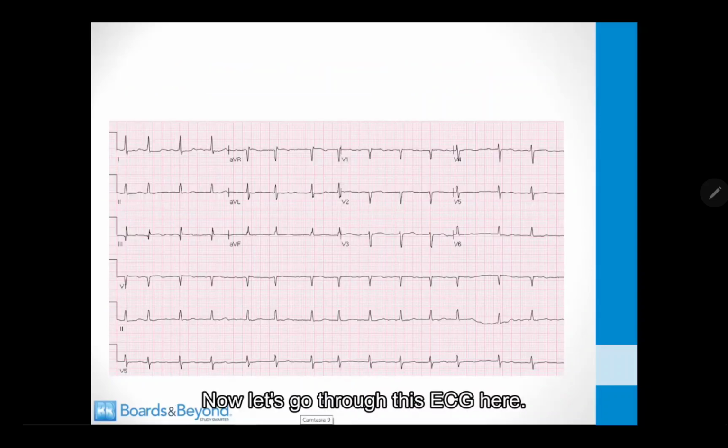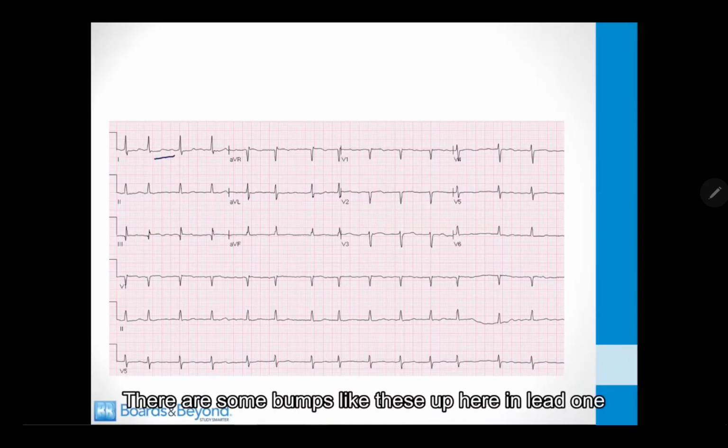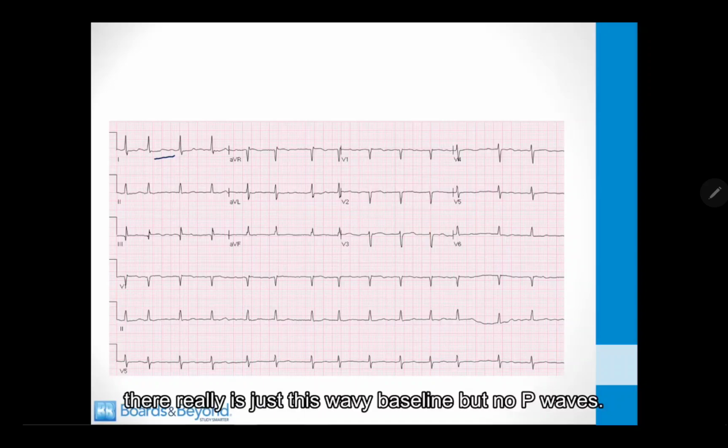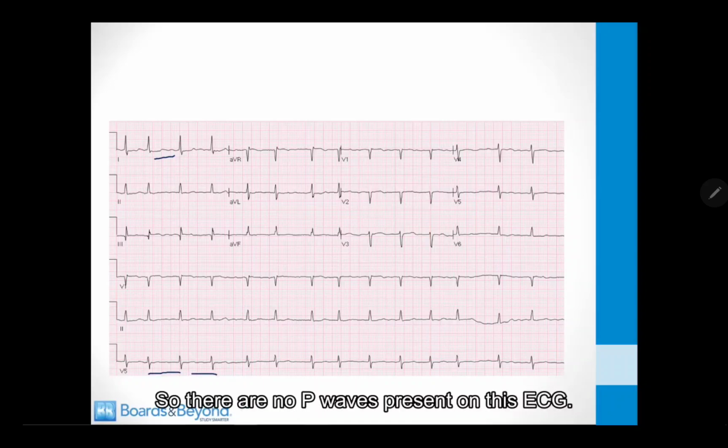Now let's go through this ECG here. So step 1 is to decide whether or not there are P waves present, and hopefully you can see that there are no P waves on this ECG. There are some bumps like these up here in lead 1 that you might think are P waves, but they don't occur regularly before each QRS complex. And if you look down here, for example, at lead V5, there really is just this wavy baseline, but no P waves. So there are no P waves present on this ECG.